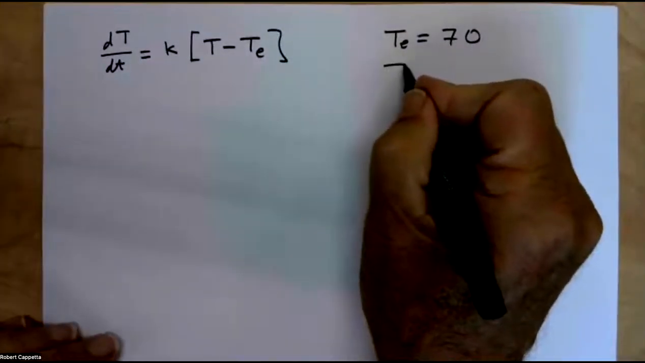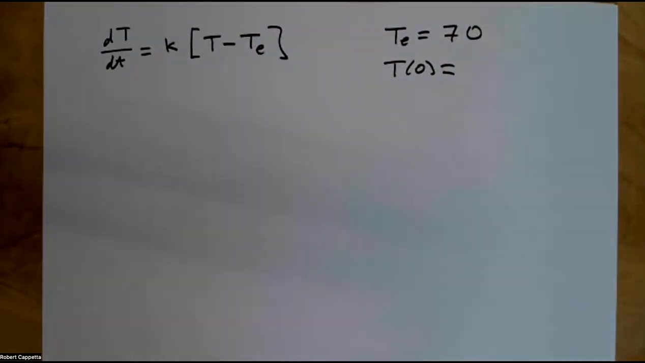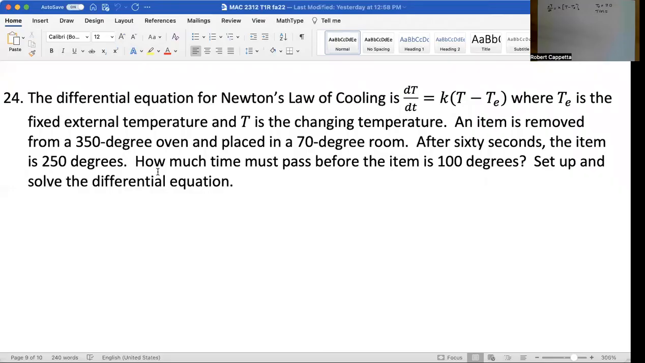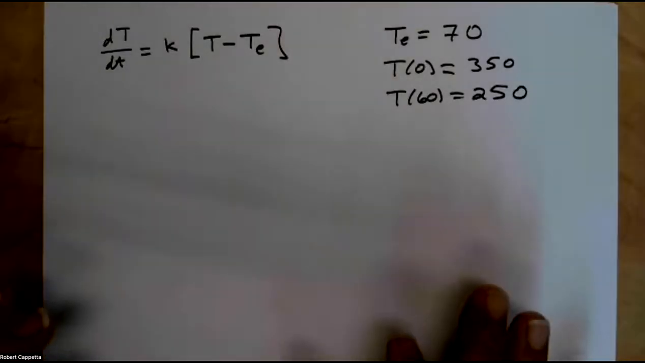Now, what is the initial temperature at time 0? What is the temperature that we're working with? Well, it comes out of a 350-degree oven. So if that's the case, T of 0 is 350. And then it says after 60 seconds, the item is 250 degrees. That would mean T of 60 is 250. So this is the information that we have, and we need to set up and solve a differential equation.